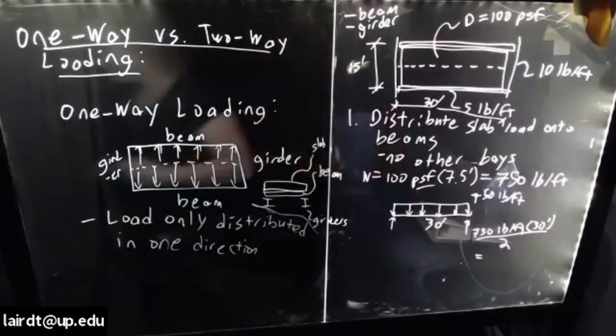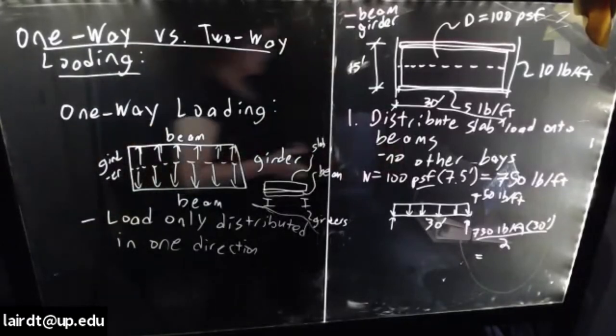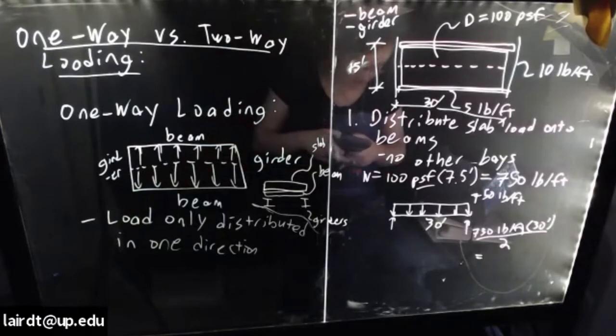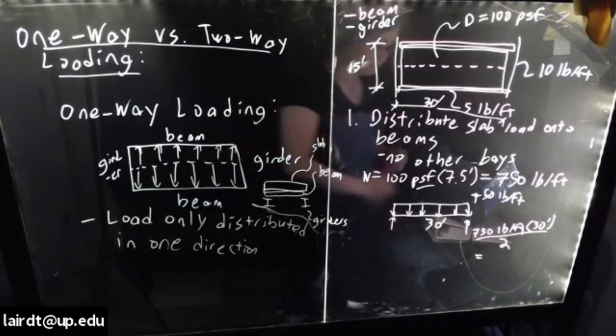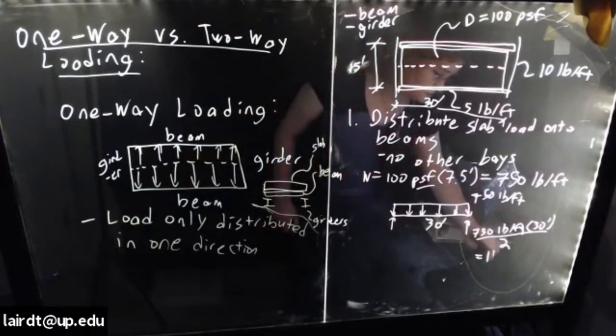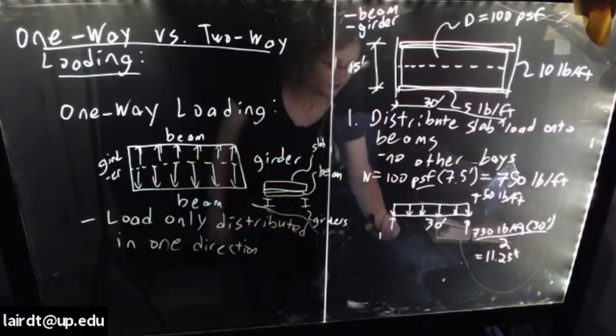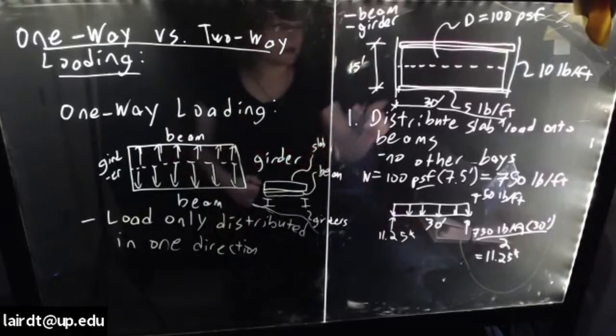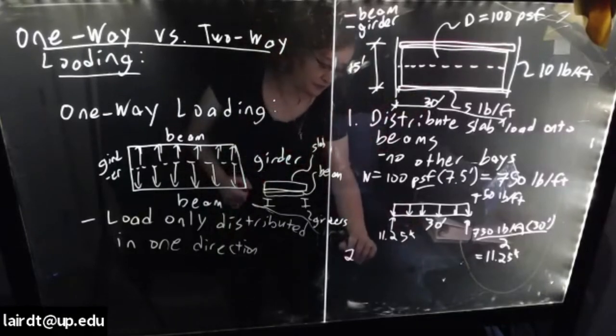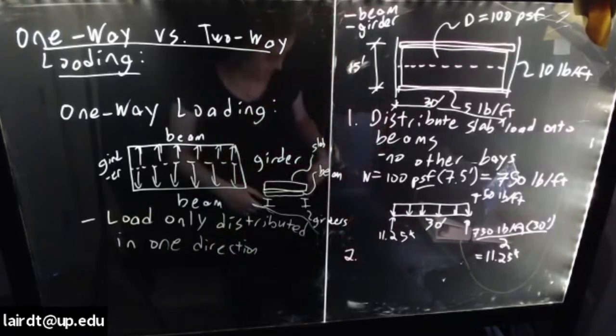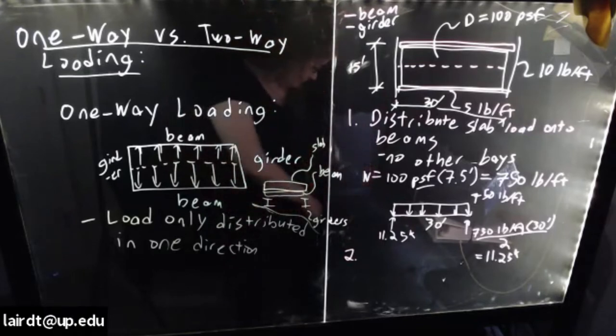And so let me see what that comes to. 750 times 30 divided by 2, and I get 11.25 kips, converting the pounds to kips. And we would have the same thing over here. Then if we wanted to distribute the load diagrams of the girders, there wouldn't be any slab load on those. There would only be the point loads from the beams.